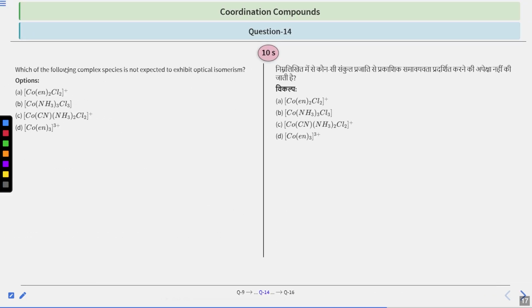Question number 14. Which of the following complex species is not expected to exhibit optical isomerism? So we have been asked that from the given options, which one complex species is not expected to exhibit optical isomerism? Options are cobalt en twice Cl2 positive, cobalt NH3 thrice Cl3, cobalt en NH3 twice Cl2 positive, or cobalt en thrice 3 positive. You have 10 seconds to solve this question. After that, we will see the answer.